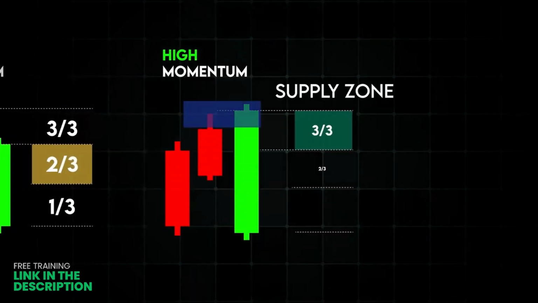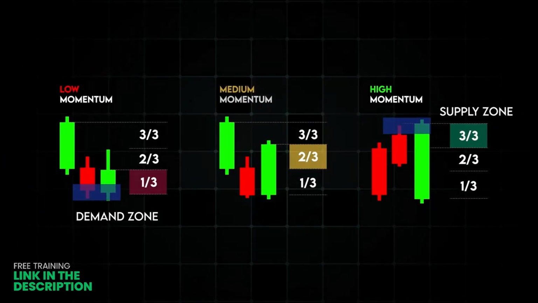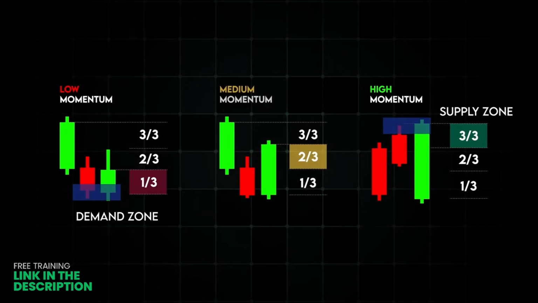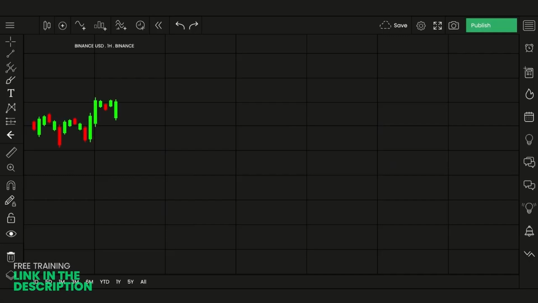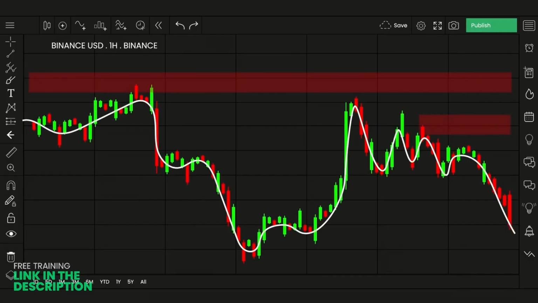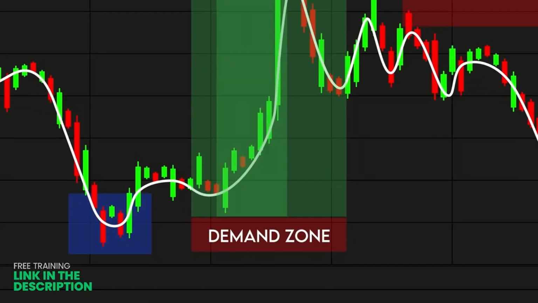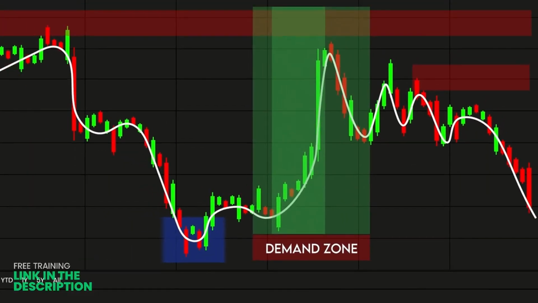For a zone to qualify as either supply or demand, you need to identify at least 3 consecutive momentum candles moving in one direction. This pattern indicates a strong presence of either buyers in the case of rising green candles, which would point to a demand zone, or sellers when you spot descending red candles, suggesting a supply zone.